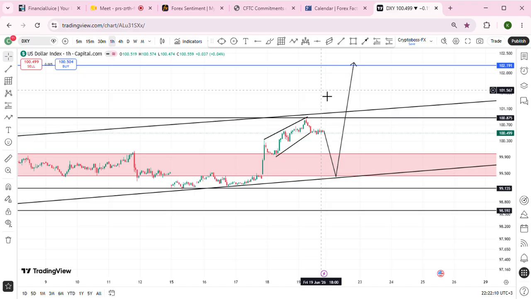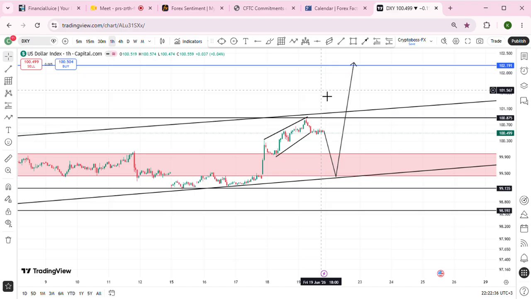So we can check on the next pair, which is GBPUSD.